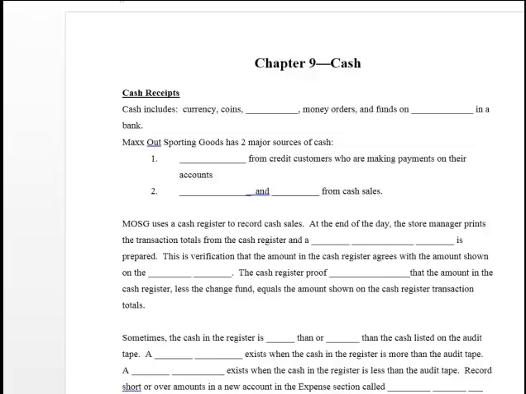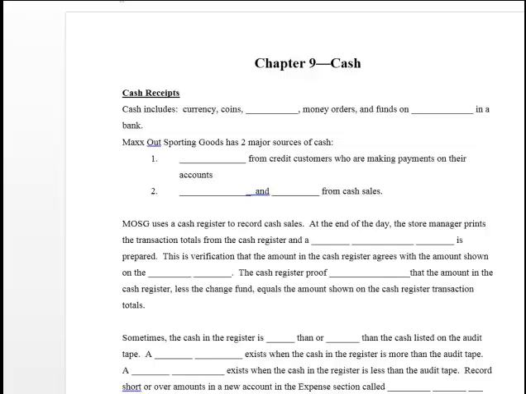Now, Max Out Sporting Goods uses a cash register to record the cash sales, and at the end of the day, the store manager prints the transaction totals from the cash register, and a cash register proof is prepared. This is verification that the amount in the cash register agrees with the amount shown on the cash proof. Now, the cash register proof verifies that the amount in the cash register less the change fund, the amount you started with, equals the amount shown on the cash register transaction totals.